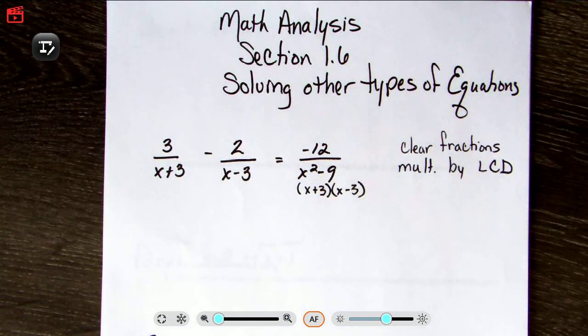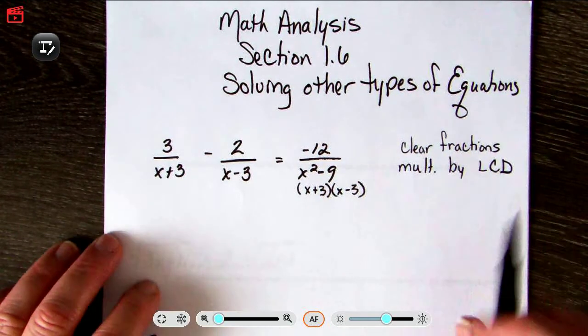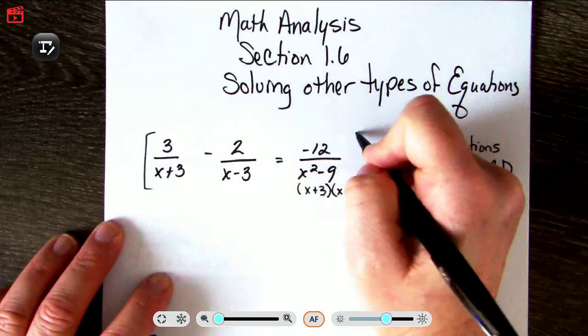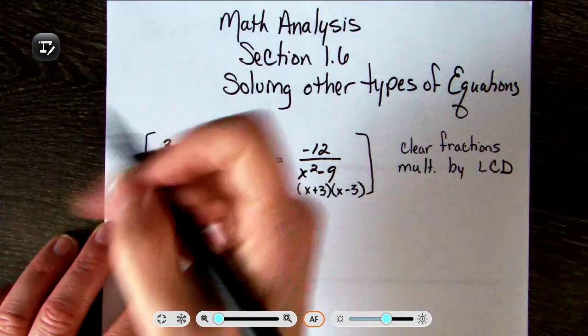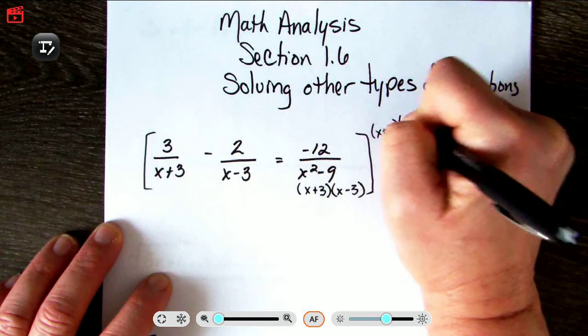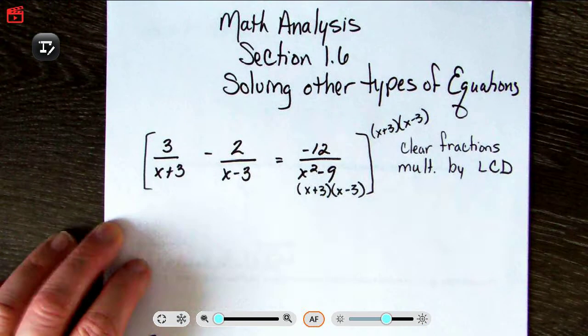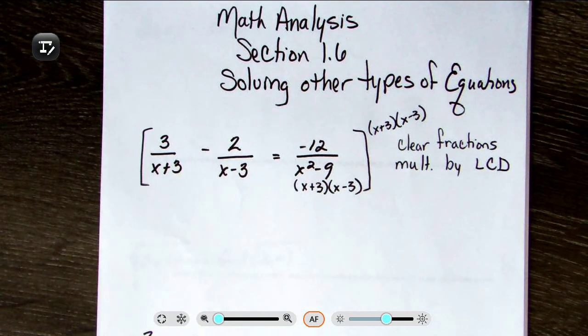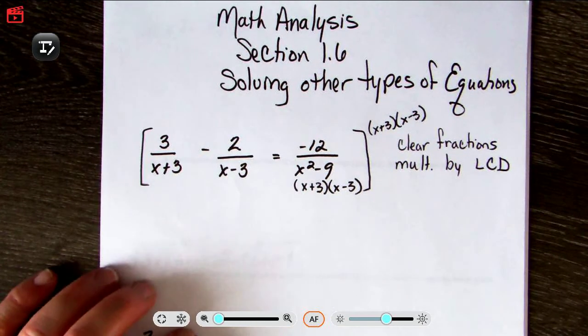So we're going to clear these fractions now by multiplying everything by that lowest common denominator. So I'm going to put this in brackets, and I'm going to multiply both sides of my equation by this. And this is something I can do with an equation. If it was an expression, I could not do that because I would be changing the value. But when I have an equation, I can multiply both sides of my equation by something.